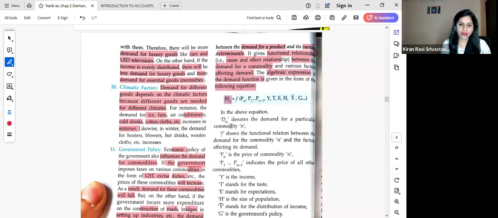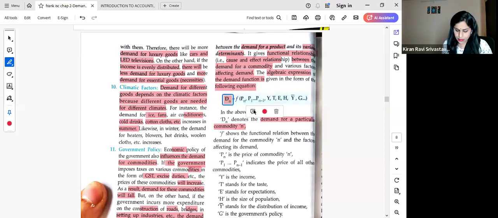Dn, so D is demand, and it denotes the demand for a particular commodity N or X. Instead of Dn, you can write it as Dx also, which means it denotes the demand for a particular commodity. F here means functional relationship, cause and effect relationship between demand. I told you that we have two parts, demand for a product and its determinants. So this Dn is the demand for a product on one side, and on the other side of the equation, LHS is your demand for a product and your RHS, right hand side, is the determinants of demand.